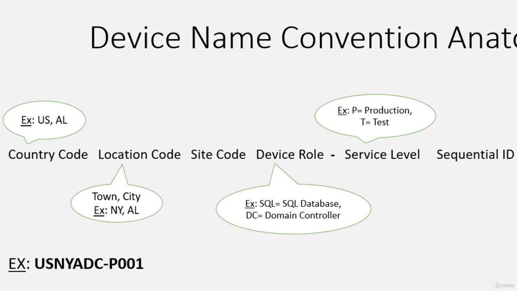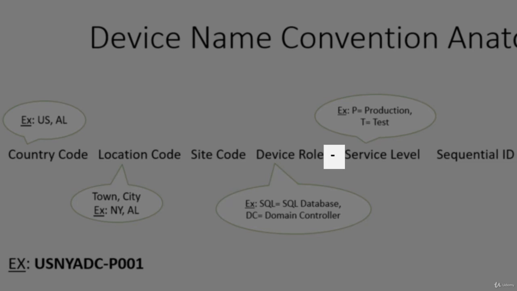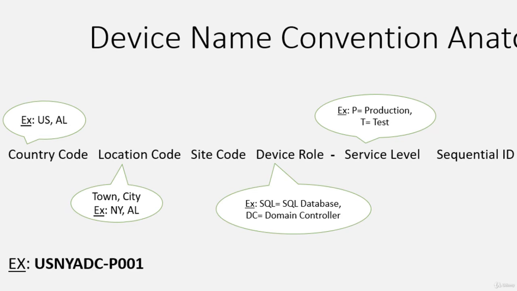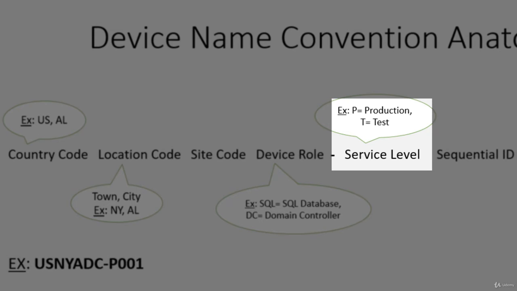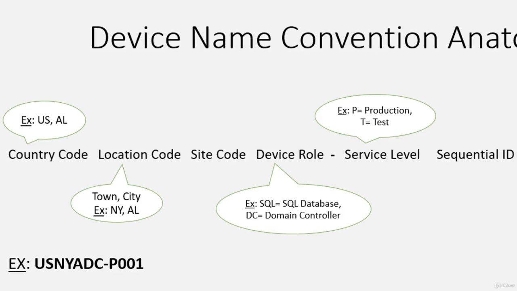This could be the first part of the name. To keep it readable, you can add a dash symbol before continuing with part 2, which could contain one character to identify the service level. It can be P for production server, T for test server, D for development, etc. And at the end, use digits for the sequence number.